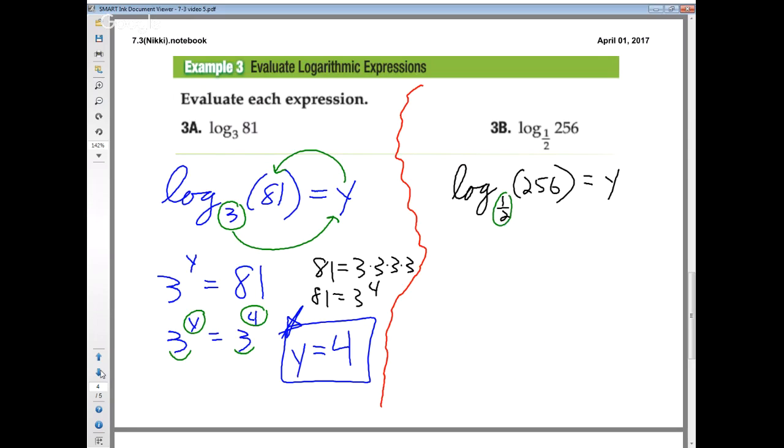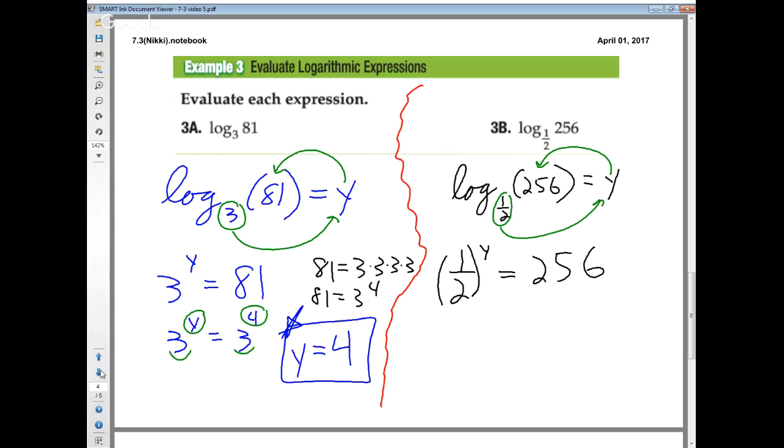To start off, let's go ahead and use the loop method to rewrite it as an exponential. In the loop method, the 1/2 came first, so it's the first thing we're going to write. The y came second, so it's the second thing we're going to write. And then last but not least, since the 256 came last, it gets written last. So maybe to start off, we should probably rewrite this fraction so that it's no longer a fraction.